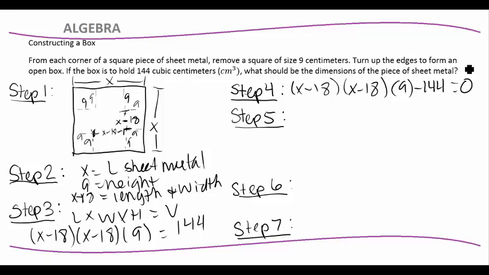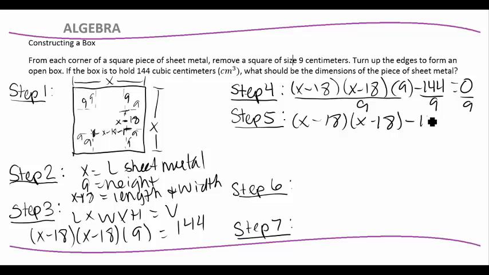In step 5, we're going to factor. But let's go ahead and simplify this equation. I'm going to divide everything by 9 to get rid of this 9. So we're going to have X minus 18 times X minus 18, and 144 divided by 9 is 16, so minus 16 equals 0. And now let's go ahead and multiply these two together.